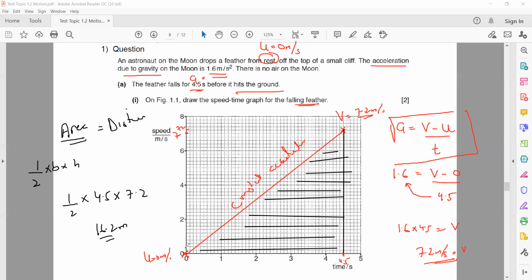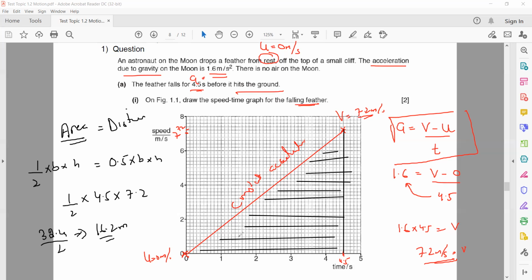32.4 divided by 2, not divided by half. Look, divided by 2 or multiplied by half. You can say half base into height, or you can say 0.5 base multiplied by height. So it is 4.5 multiplied by 0.5 multiplied by 7.2. That is 32.4, and 32.4 divided by 2 is equal to 16.2 meters.